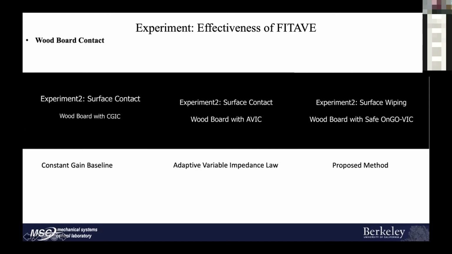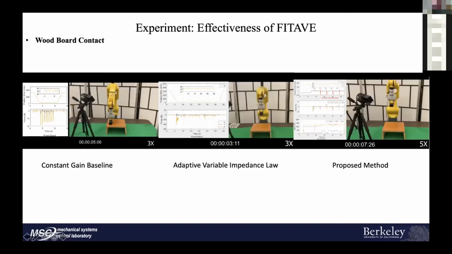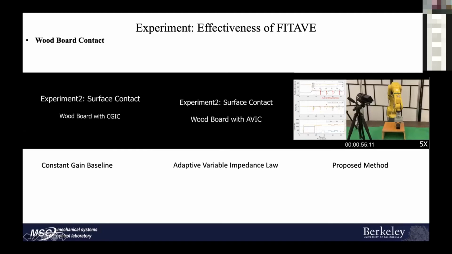Also, we tested on a different board, for example this wood board, but the results are very similar. So it demonstrates the effectiveness of the FITAVE objective function. It can be achieved online and find the optimal impedance gains for different scenarios. So that's the proposed objective function.